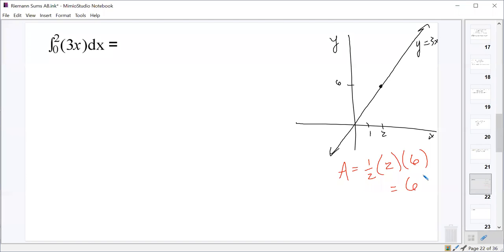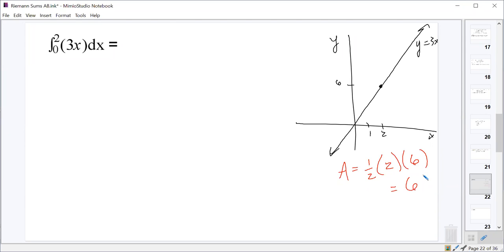The point of this problem is not to find the area, it's to understand how this integral works and how this limit and this summation works. So when we go through and do all this other work that we're doing, we had darn well better get an answer of 6 in the end. And so that's our goal, is to go through and do all this work and get an answer of 6.